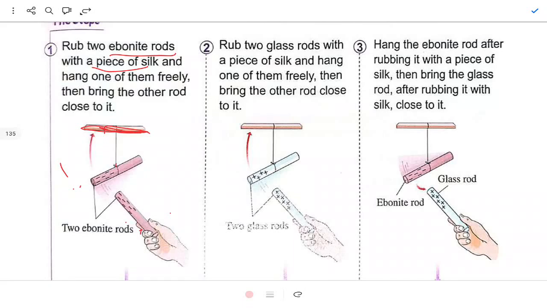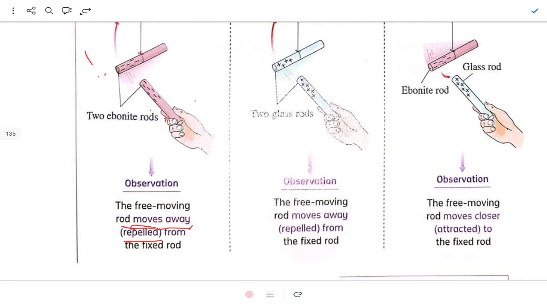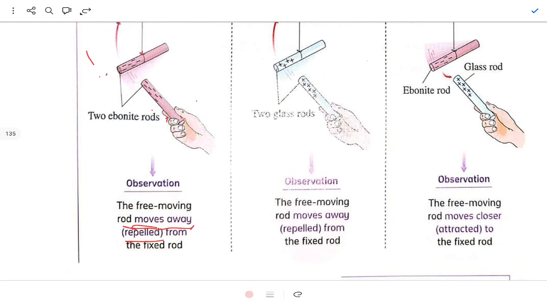The two rods are negatively charged. They have the same charge because they were rubbed with the same object, with the piece of silk. So if you make them close to each other, a repulsion will happen between them. Or we can say that the free moving rod moves away, repelled from the fixed rod. This rod will move away.